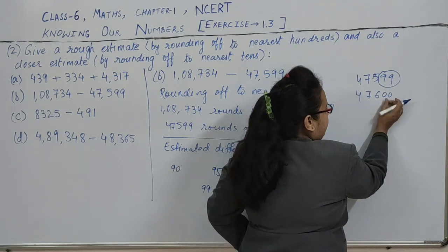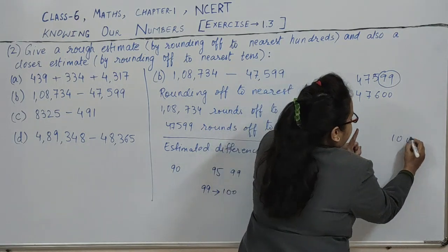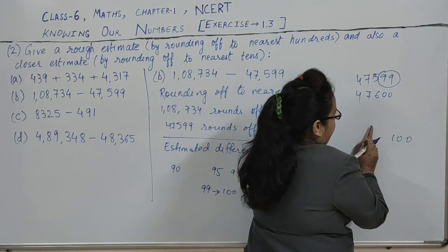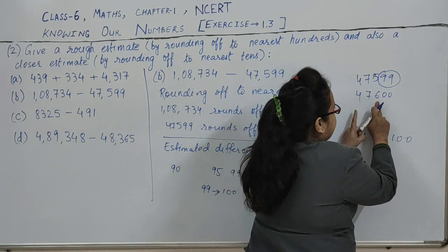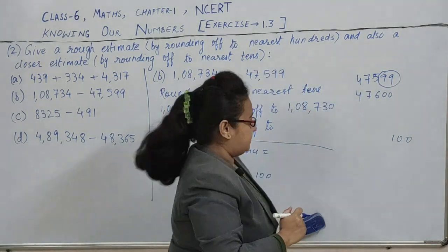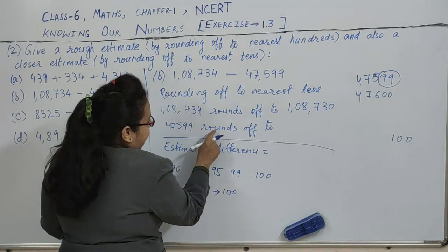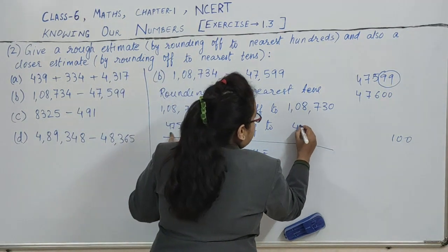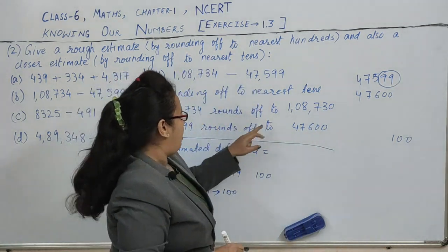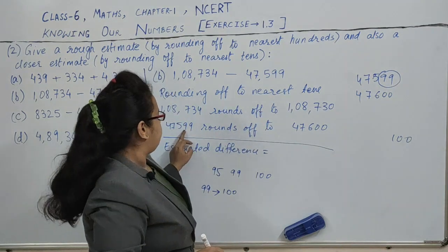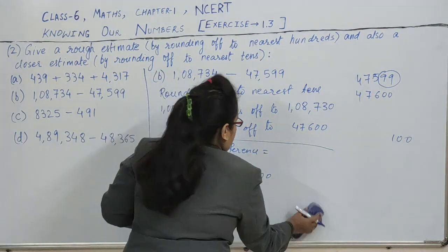It means it becomes 100. So 0, 0 will come and 100 has 1. We write 100 like this, right? So 0, 0 we have written, 1 is there. So this 1 will go and it will get added to 5. 5 plus 1 is 6, 7 as it is, and 4 will be as it is. So this 47,599 rounds off to 47,600. When this number is rounded off to the nearest tens, it gets rounded off to 47,600.